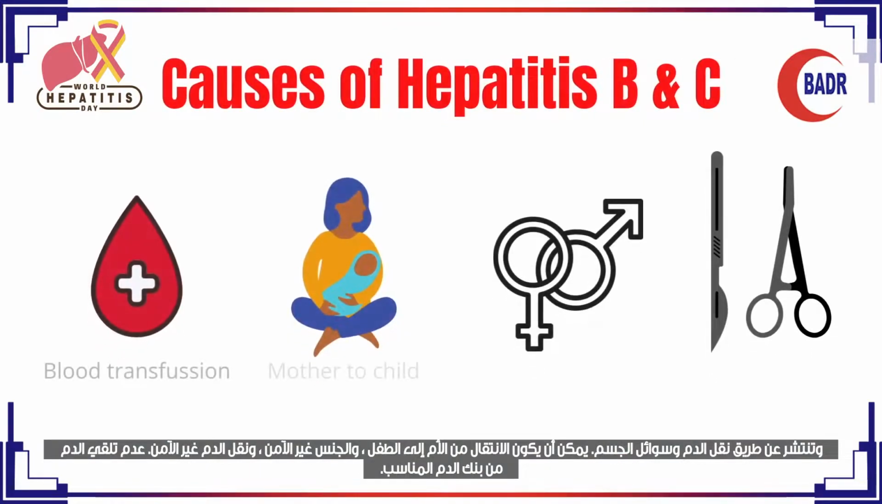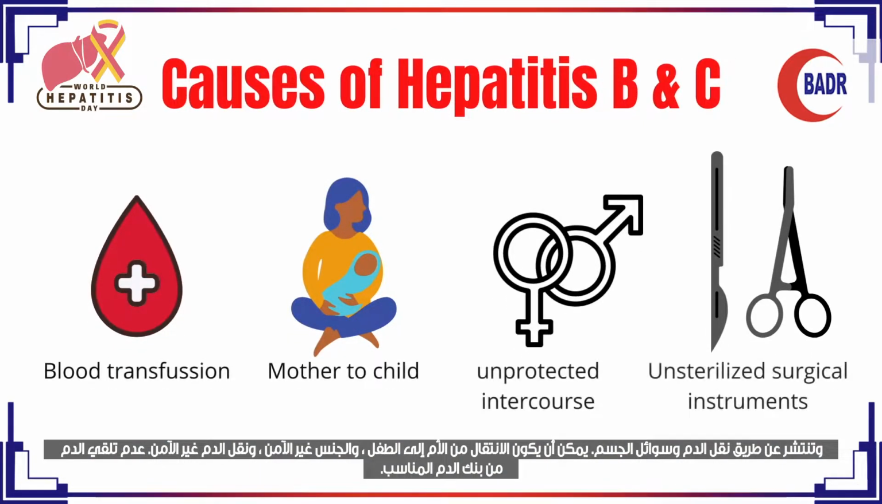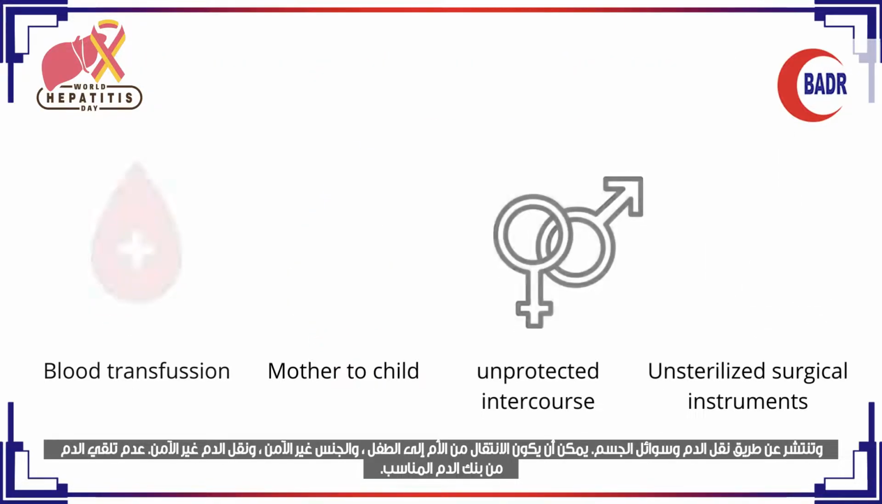These spread by contact with blood and body fluids, as in transmission from mother to child during the birth process, with unsafe sex practices, unsafe injection practices, and unsafe blood transfusion, as in getting blood from a source other than a properly registered blood bank. These are the methods in which these infections spread.